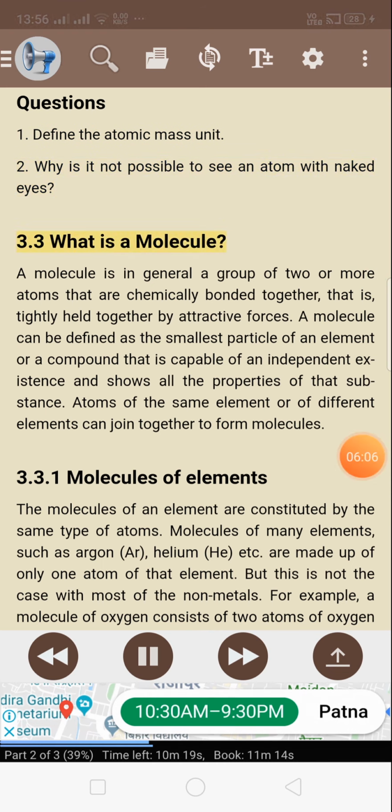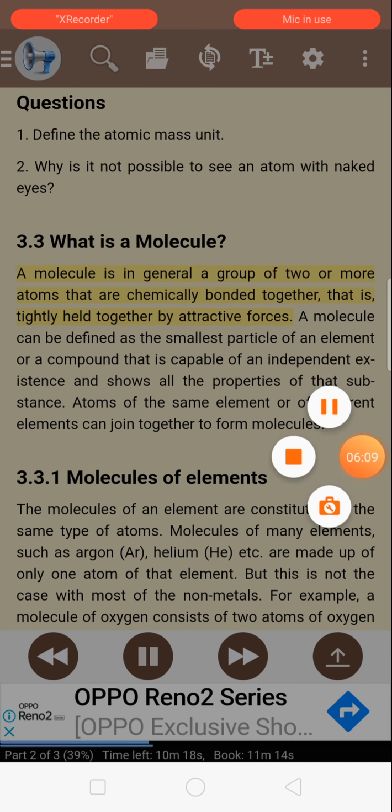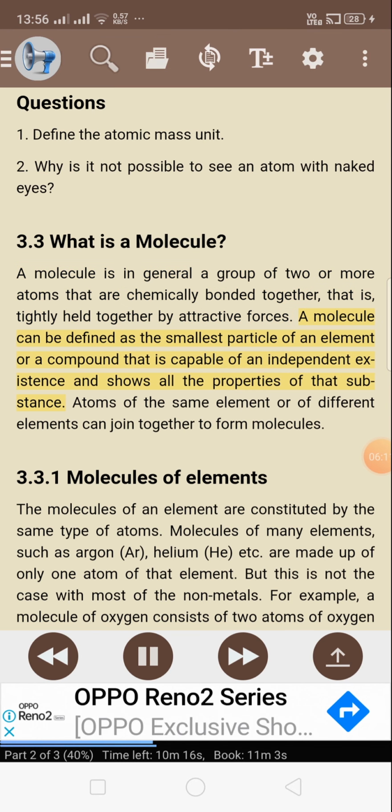3.3 What is a molecule? A molecule is in general a group of two or more atoms that are chemically bonded together, that is, tightly held together by attractive forces. A molecule can be defined as the smallest particle of an element or a compound that is capable of an independent existence and shows all the properties of that substance. Atoms of the same element or of different elements can join together to form molecules.